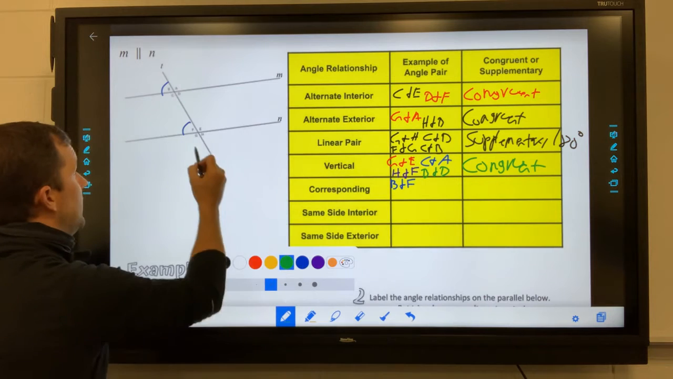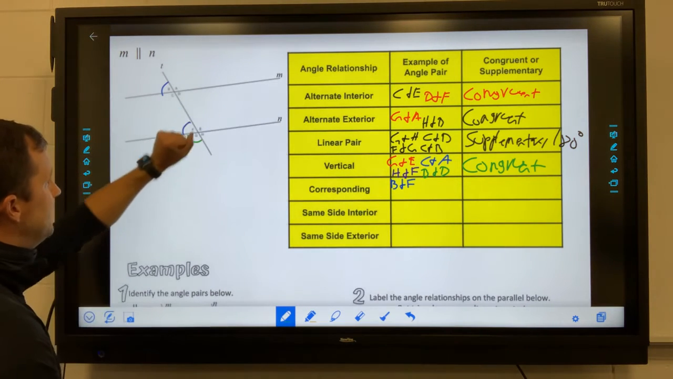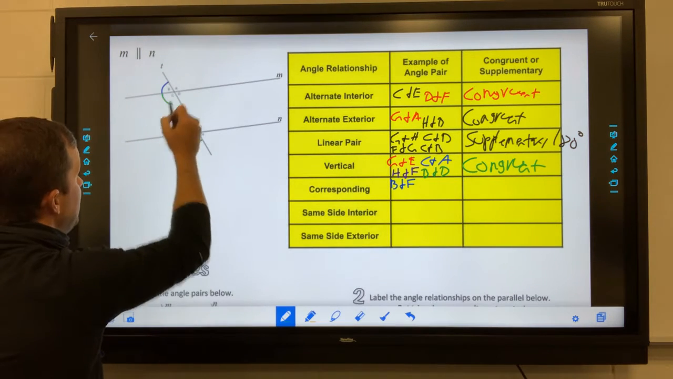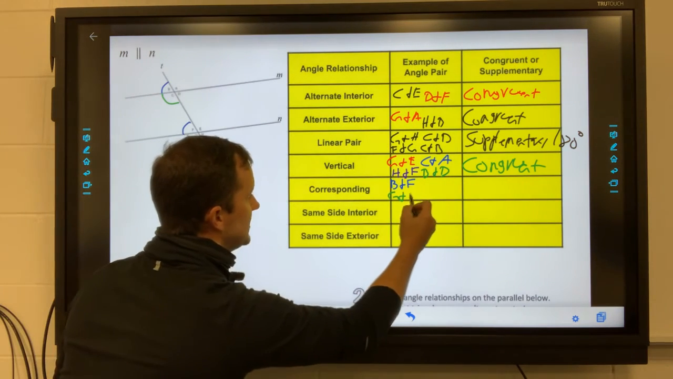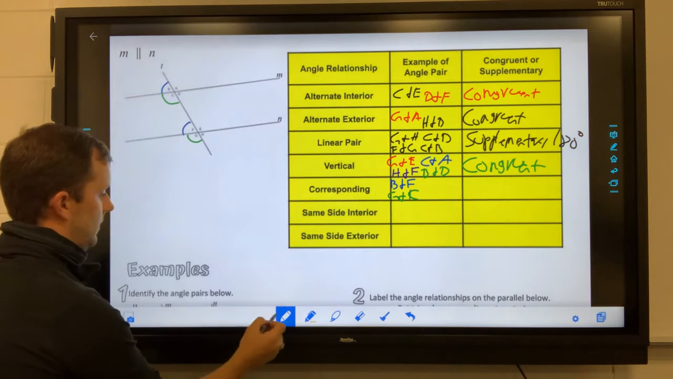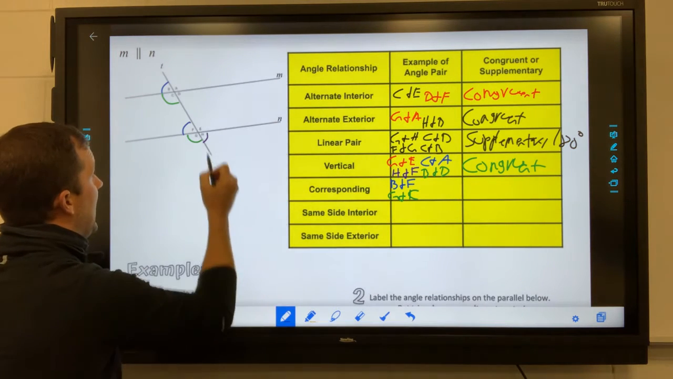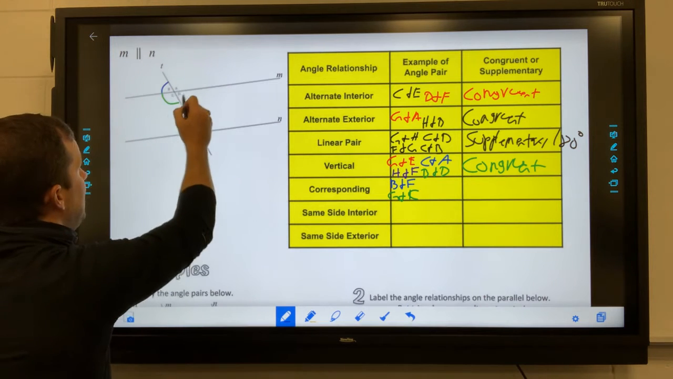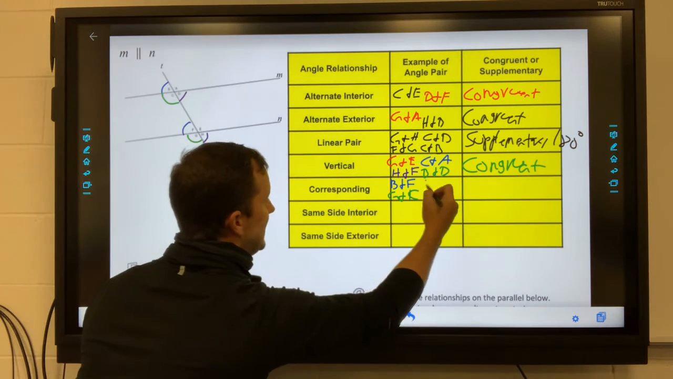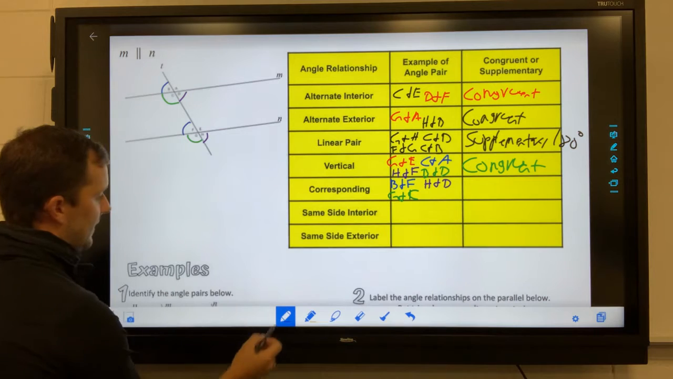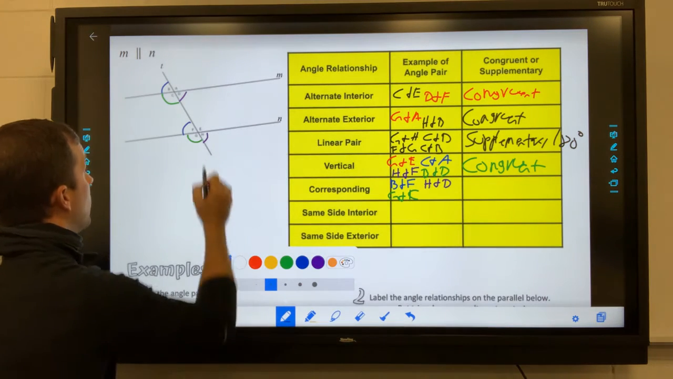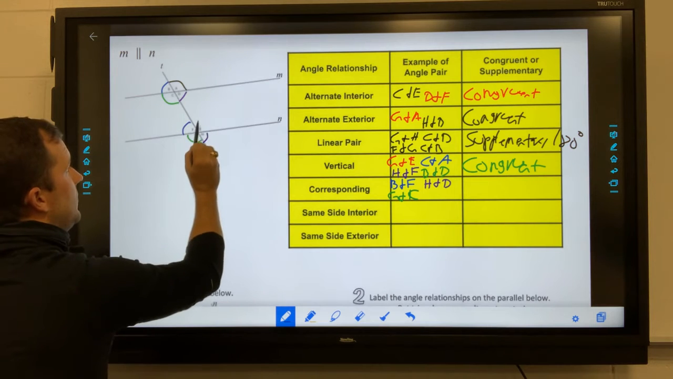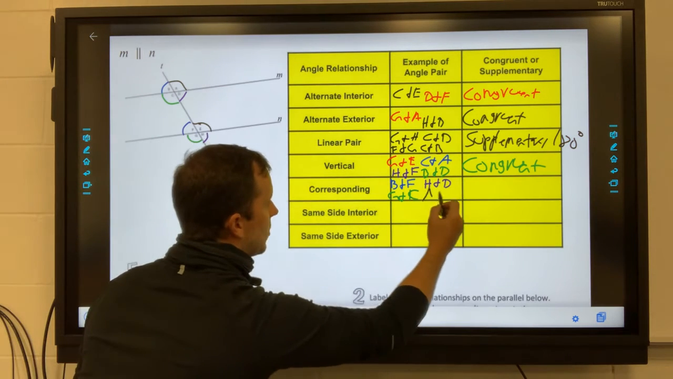Now looking at angle G, G is in the bottom left. Up on the top cross section, the bottom left is going to be C. So G and C are corresponding to each other. Now let's look at angle H. Angle H is in the bottom right. Up top, bottom right is going to be angle D. So H and D are corresponding. And lastly, up in the top right-hand corner, we have angle A. Down here, angle E is in the top right. So A and E are corresponding.